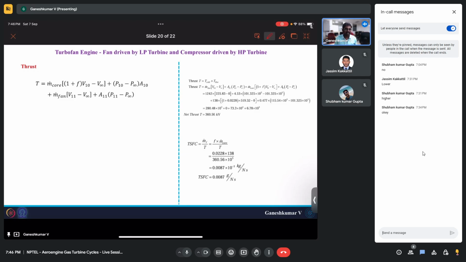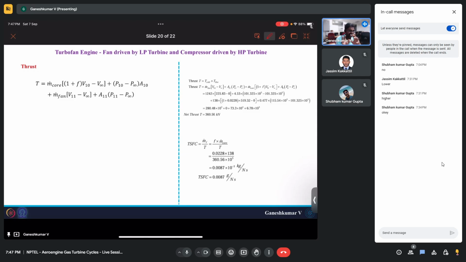So this is where it gets interesting now. We have solved all these thermodynamics relations that we used, everything. At the end of the day, we want thrust, we want TSFC. So how these are going to get affected is my question. Are you guys typing? Looks like you guys are thinking too much.